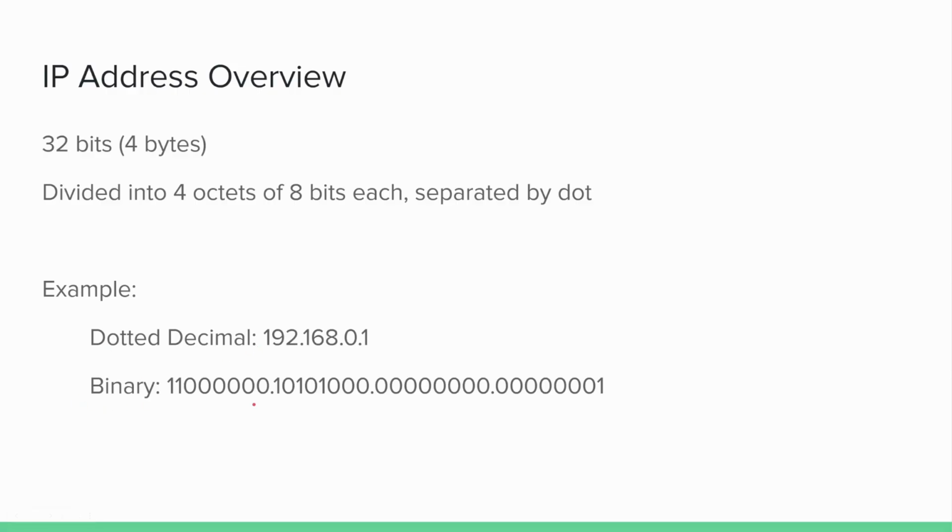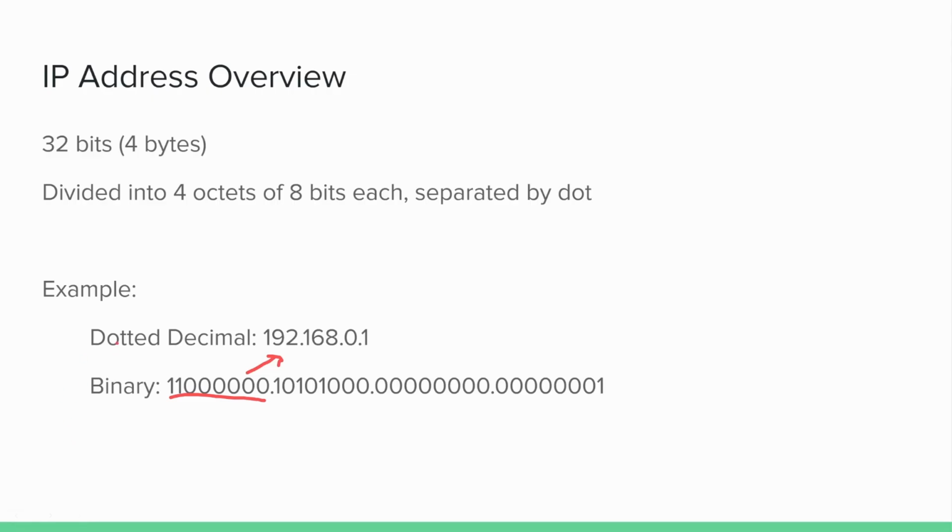And in the binary notation, we have the same thing: 1, 2, 3, 4 octets, and then 3 dots to separate them. Now, these two addresses are actually the same address. It's just that one is in dotted decimal notation and the other is in binary. If you convert this octet to decimal, you'll get 192. So this octet matches up directly with this octet right here. And that's all the dotted decimal to binary conversion is, converting each of these octets individually into decimal or back to binary.